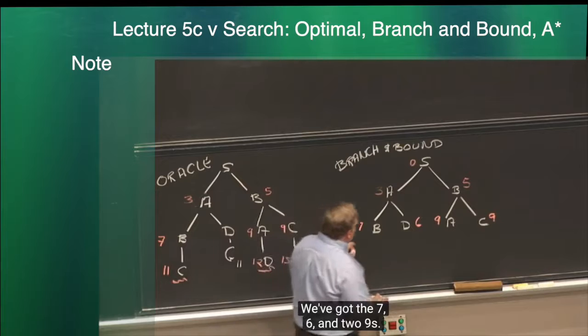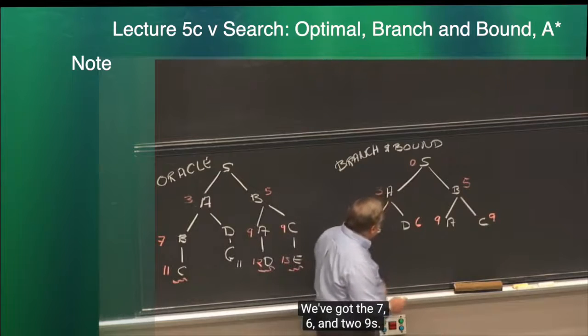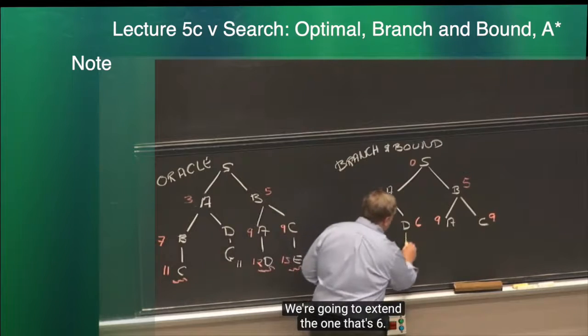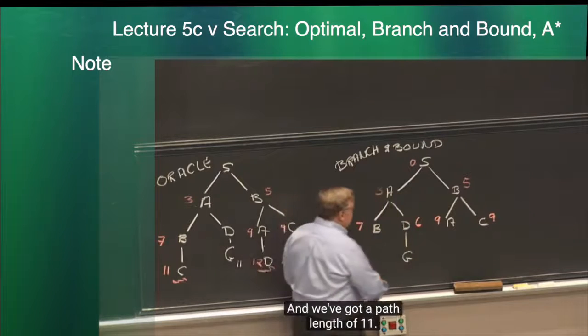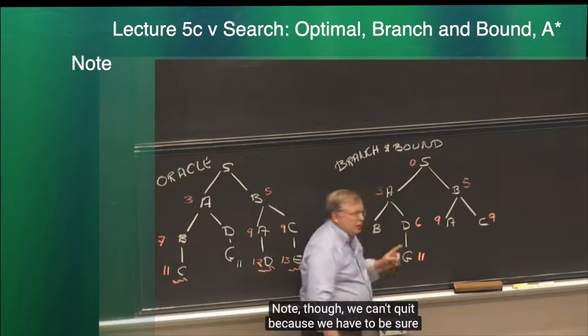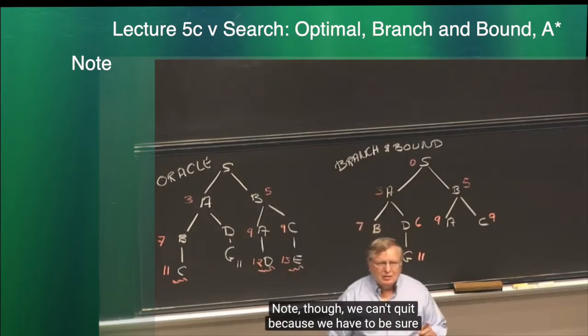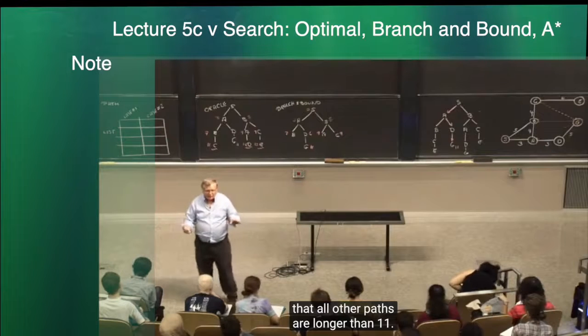So let's see, we've got the 7, 6, and 2 9s. We're going to extend the one that's 6. That gets us to the goal. Boom, we've got it. And we've got a path length of 11. But note that we can't quit because we have to be sure that all other paths are longer than 11.